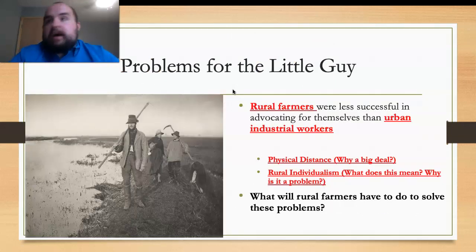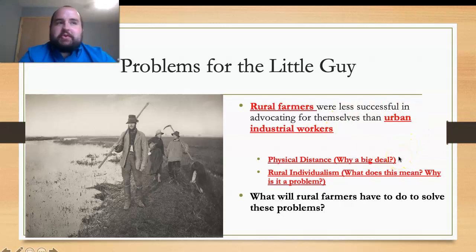Now, there are a couple of problems that we'll discuss over the next little while that limited a populist's ability to organize. One of the main problems is that a lot of these people were rural farmers. They were not very successful in advocating for themselves in comparison to their urban industrial counterparts. A couple of very simple reasons for this. One was just the physical distance. This might seem obvious, but why would that be such a big deal?